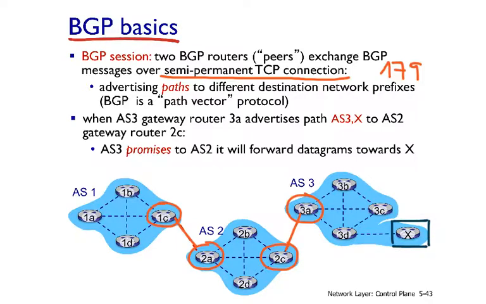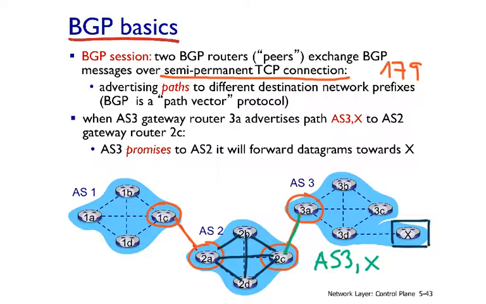In this case, 3A will send the information to 2C in terms that you can reach destination network X by means of autonomous system 3. 2C, which is the border node of AS2, is able to propagate this information to the rest of the nodes in the domain, also reaching 2A, which is another gateway node that will be able to use this information for propagating the advertisement.